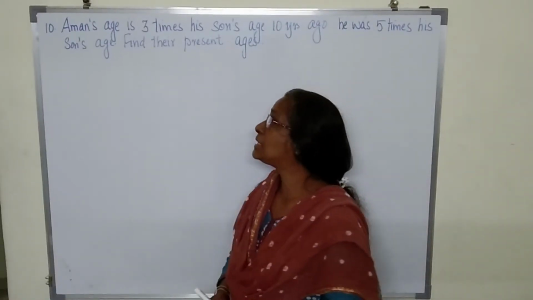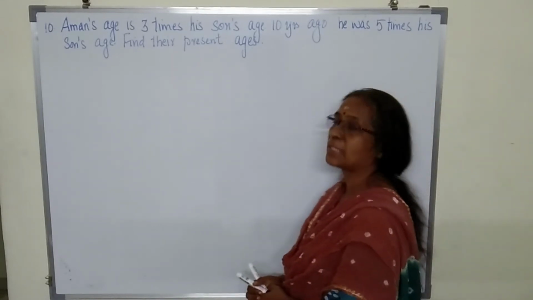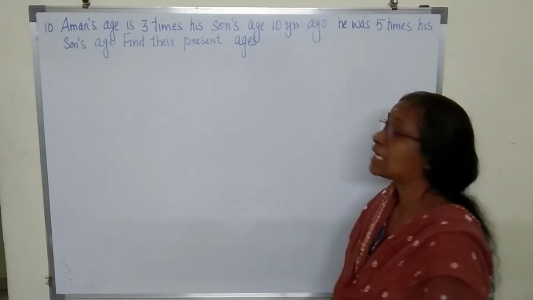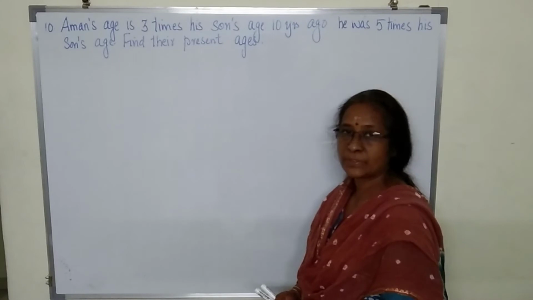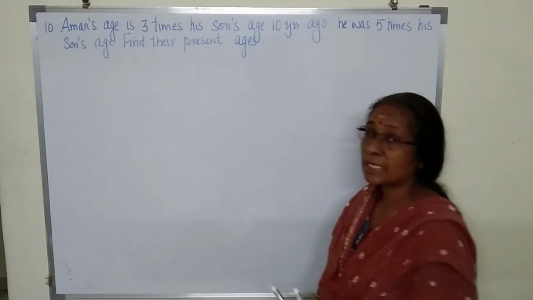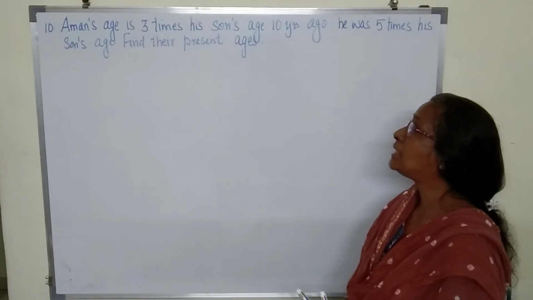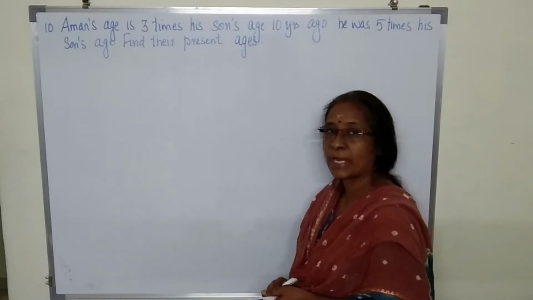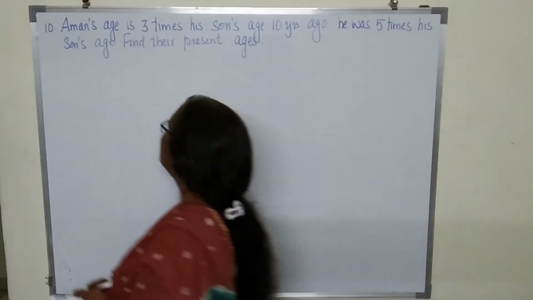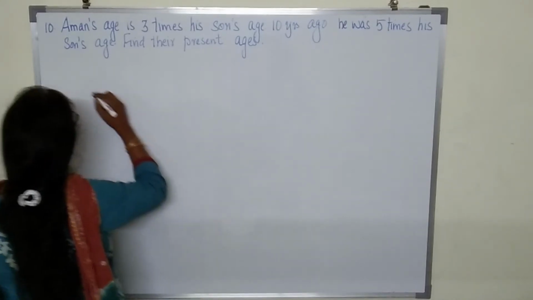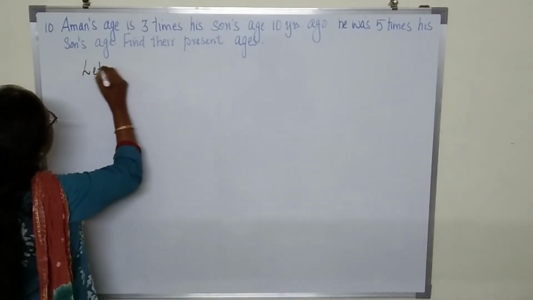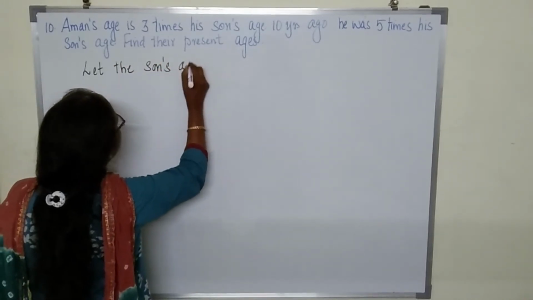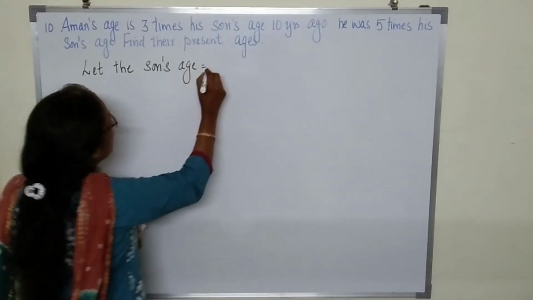So the next question is: Aman's age is 3 times his son's age. 10 years ago, he was 5 times his son's age. Find their present ages. What is the relation given here? Aman's age is 3 times his son's age. So whose age will you take as x, the variable? Son's age. Okay, so let the son's age be x years.